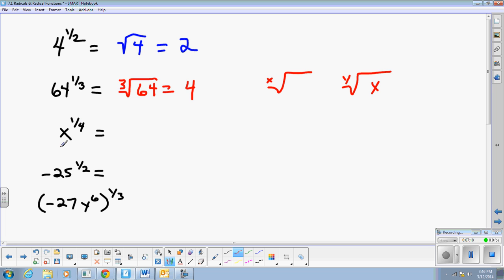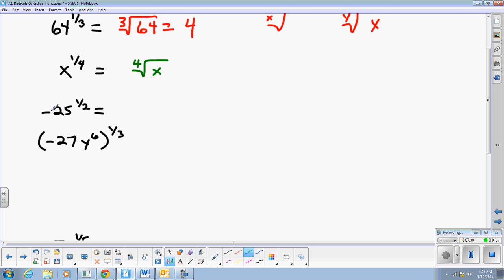Moving on, now we have a variable, x to the 1/4 power. Well, then that is the same as the 4th root of x. That's all it is, and I can't simplify this any further. Otherwise, I don't know what x is, so I don't know what number I'm after, so I would just leave it like this. x to the 1/4 is the same as the 4th root of x.